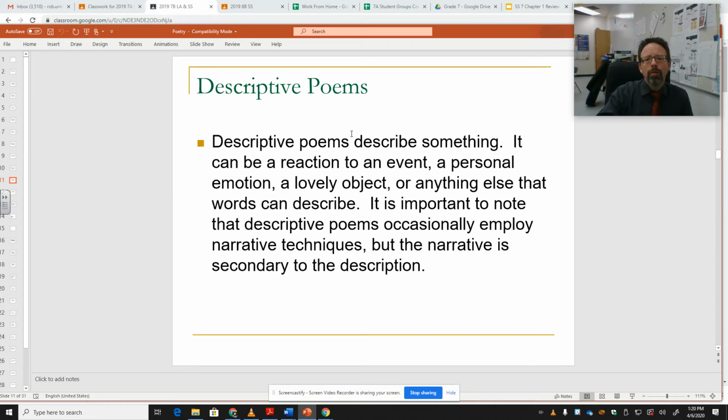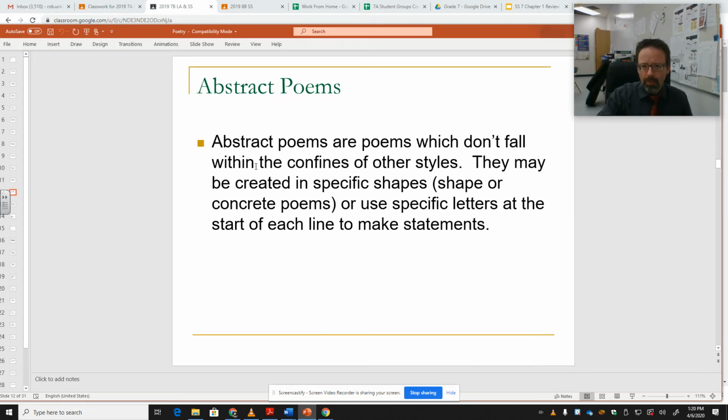Descriptive poems describe something. It can be a reaction to an event, a personal emotion, a lovely object, anything else words can describe. They sometimes use narrative techniques, but they don't have to. It's secondary. And then abstract poems, they don't fall within the confines of the other styles. They may be shape poems. They may take the form of something. They may use specific letters, like acrostic poems. There are tons of different types of poetry. And recognizing that you can't confine it into one style is really, really important.